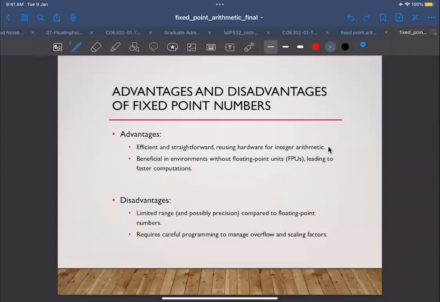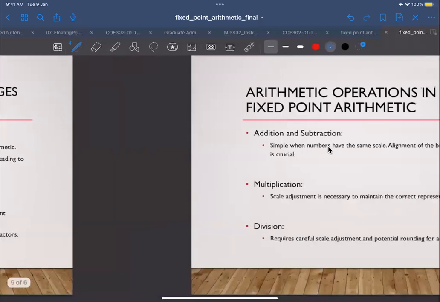What about the disadvantages? We have what we call limited range, because once you decide on the number of bits, that's it. You cannot exceed these bits, and possibly this will also affect the precision of your numbers. Of course, this is in comparison to floating point representation. Also, if you want to manage overflow, then this requires a little bit of thinking, because that's very delicate, especially for multiplication and division.